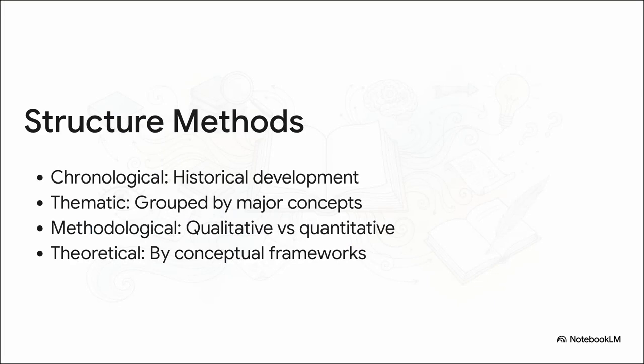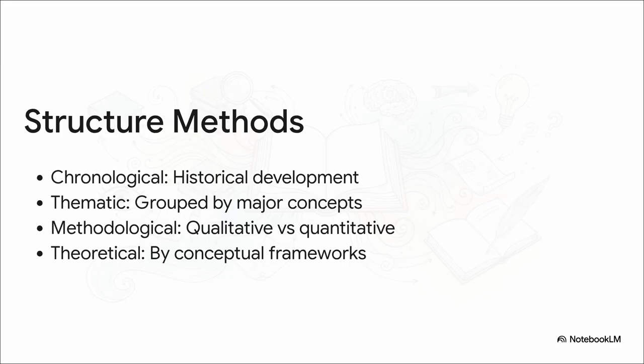Once you have your notes locked down in your matrix, you have to decide how you're actually going to structure your writing. You could organize chronologically to show how an idea historically developed over decades. You could organize methodologically, completely separating the qualitative studies from the quantitative ones. You could group them theoretically, but I really want to highlight that second point, thematic. Grouping studies by major concepts, variables, or issues is almost always the most effective structure for academic research papers.